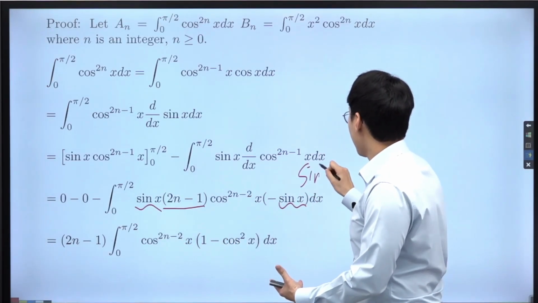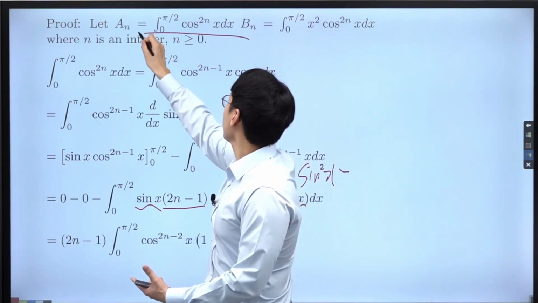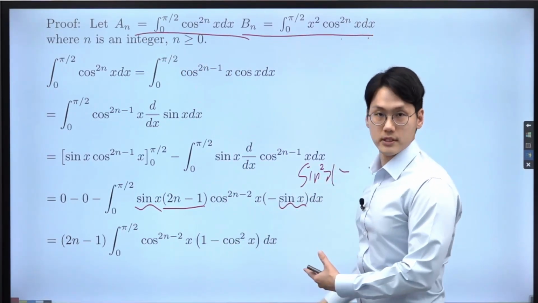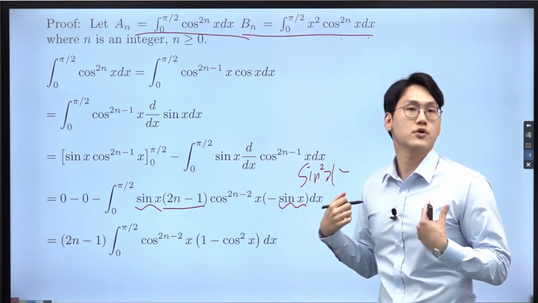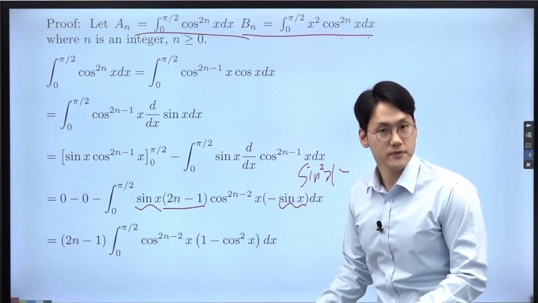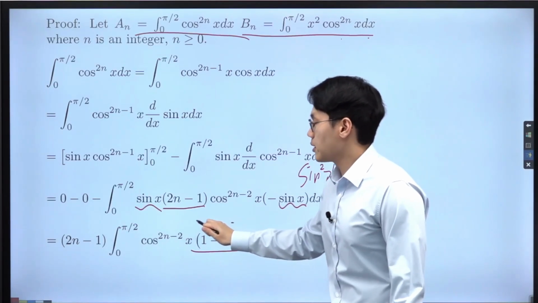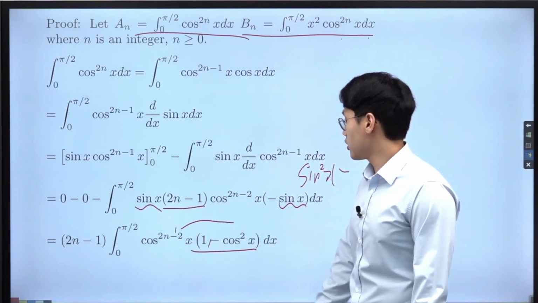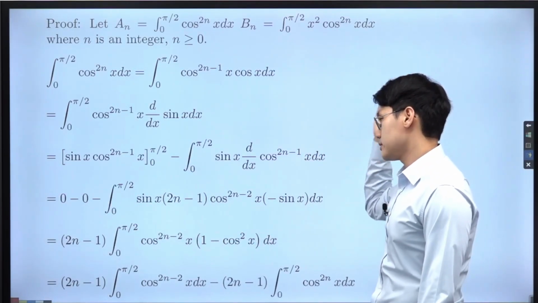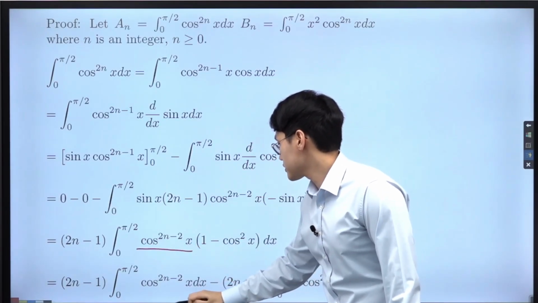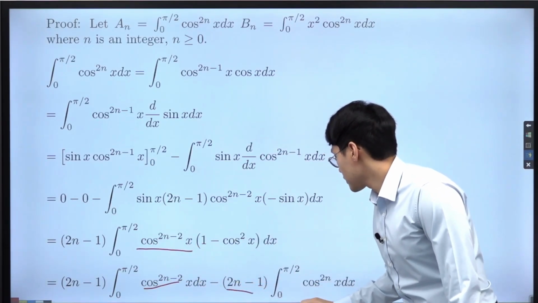But remember, my given sequence an and bn had only the cosine, right? So it's probably worthwhile for us to only convert into the cosine form. So here, from the sine squared, I can use a Pythagorean identity and then apply it accordingly. So if you do the distribution, what do you get? It's going to be cosine 2n minus 1, and then 2n minus 1 times cosine 2n, right?